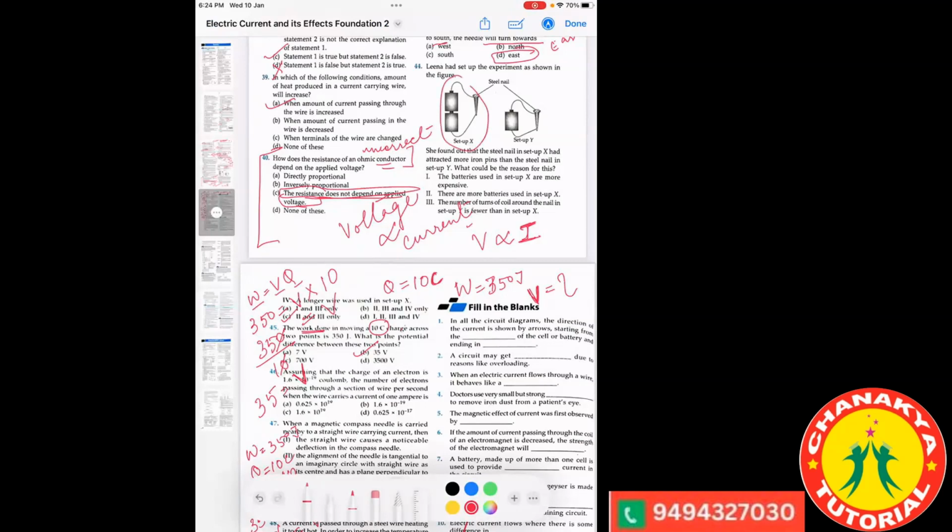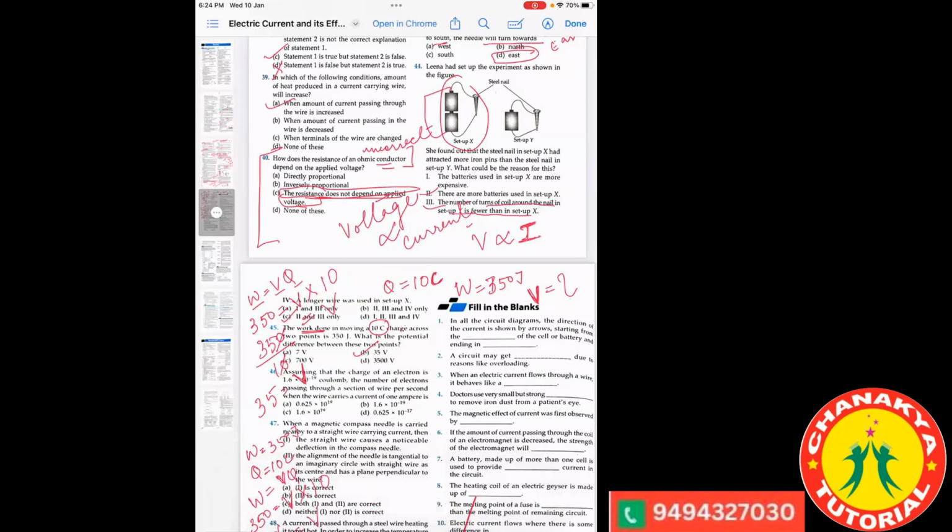Two things. It can be the number of coils also. It can be so many things. Now, we have to tell the exact reason. So the answer for this is C, second and third. There are more batteries in setup X, as we can see here, we have two. And the number of turns of coils around the nail in setup Y is fewer than in setup X. That is why the answer is C.